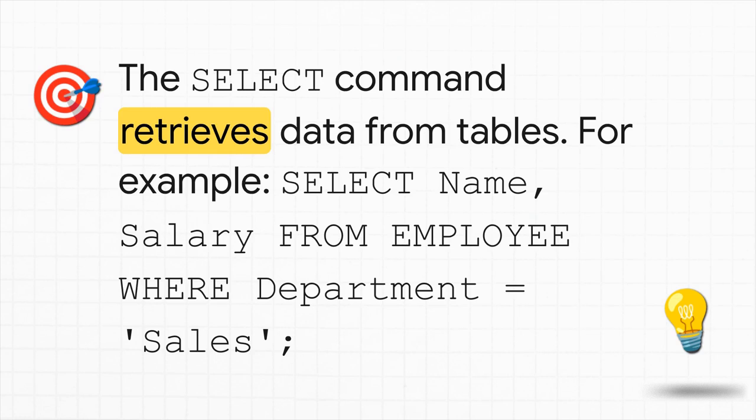We use the most famous command of all, SELECT. In plain English, what this query is saying is, select the name and salary columns from the employee table, but only where the department column is equal to sales. And just like that, the database filters through everything and gives us back just John and Sam. That's the power of a query.